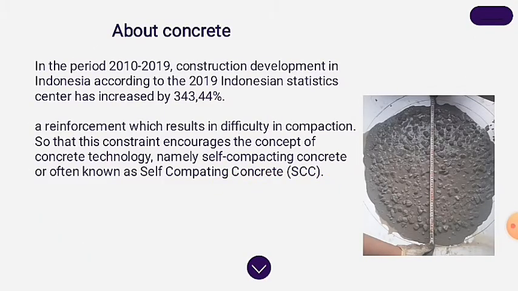First, concrete was chosen in construction because it is easily formed according to the desired construction. In reality, there are also obstacles which result in difficulty in compaction, so this constraint encouraged the concept of concrete technology named self-compacting concrete, or SCC.